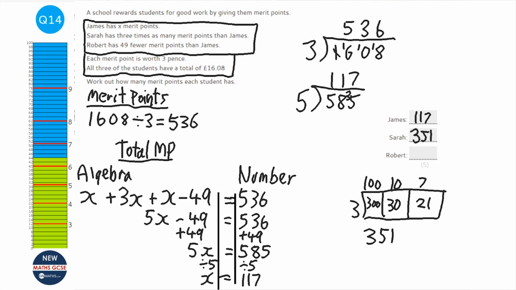And Robert has 49 fewer, so it's going to be 117 take away 49. Okay, so I'm going to have to borrow one from there to make that 17. 17 take away 9. It's going to be 8. I have to borrow that 1 to make that 10. 10 take away 4 is 6. So 68. And again, I could have taken away 50 and added 1. Okay, and that's it.